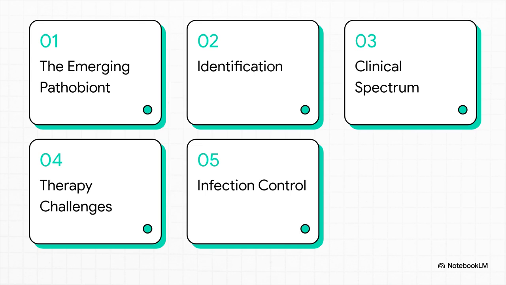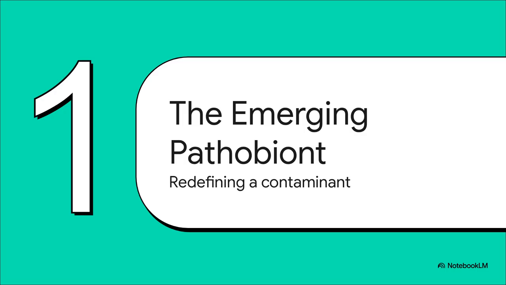So here's our game plan. We're going to follow a really logical path, starting with why it's an emerging threat. Then we'll jump to the lab bench for identification, cover what it does to patients, tackle the challenges in treatment, and wrap up with infection control. First up, the emerging pathobiont.